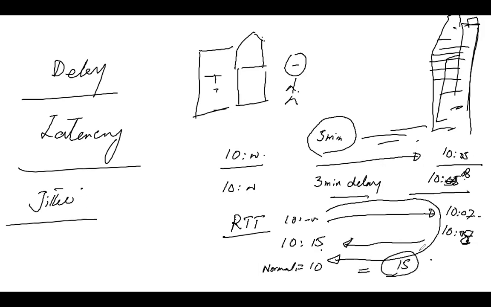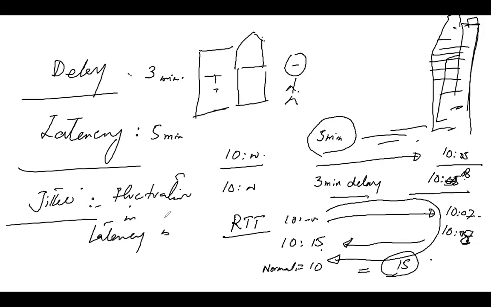So 5 minutes is actually latency. Here 3 minutes was delay. When you take it in round trip time, then it will become 5 minutes over here. This is 5 minutes, this is 3 minutes. And similarly, you can say that fluctuation in latency is called jitter.